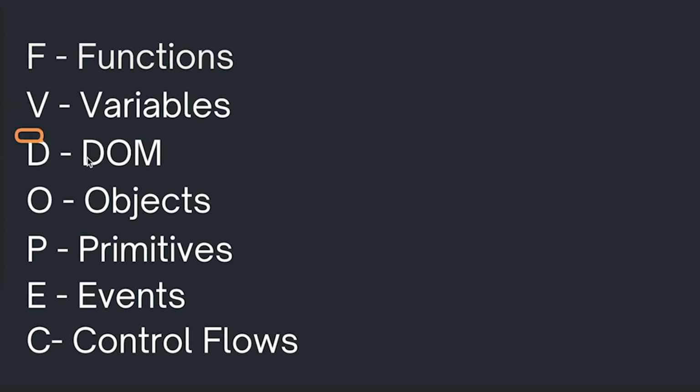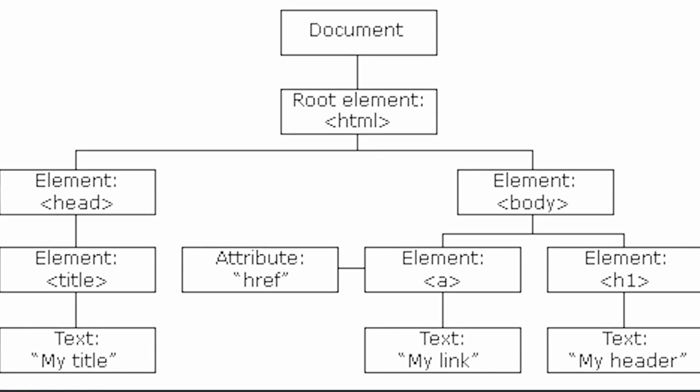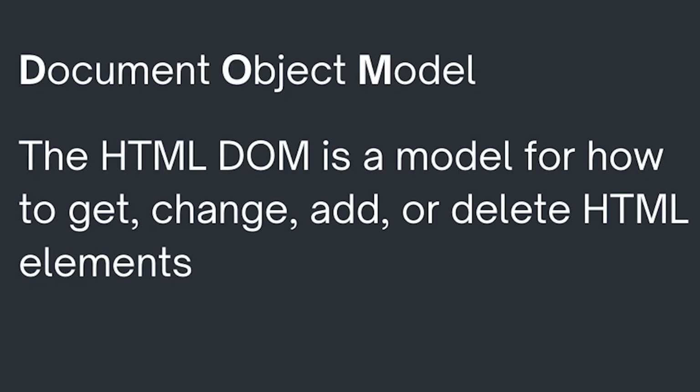Now that we've covered objects and primitives, we can go back to the DOM. When a web page is loaded, the browser creates a Document Object Model of the page. What the HTML DOM looks like is a tree of objects. The HTML DOM is a standard object model and programming interface for HTML, and it defines the HTML elements as objects and the objects' respective properties and methods. This object structure allows you to get, change, add, and delete all the HTML elements with JavaScript.